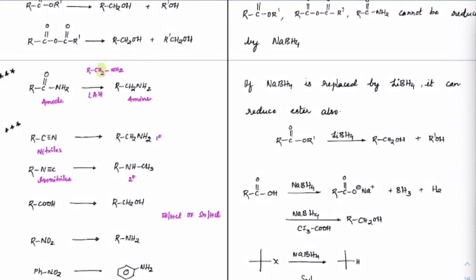So anhydride and amide also can be reduced by LiBH4. Amides have not been observed, anhydride has been observed. Unless we have experimental data, I am not giving those reactions. So whatever data we have, I am giving that right now.